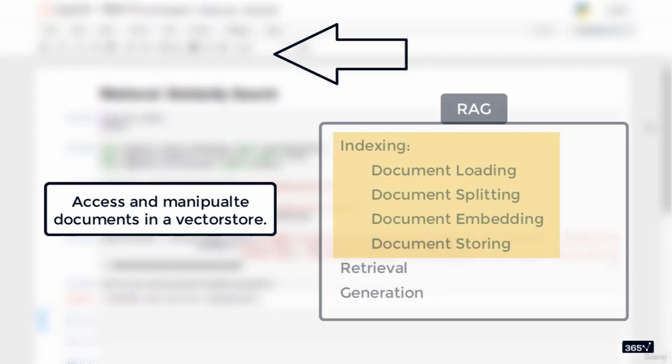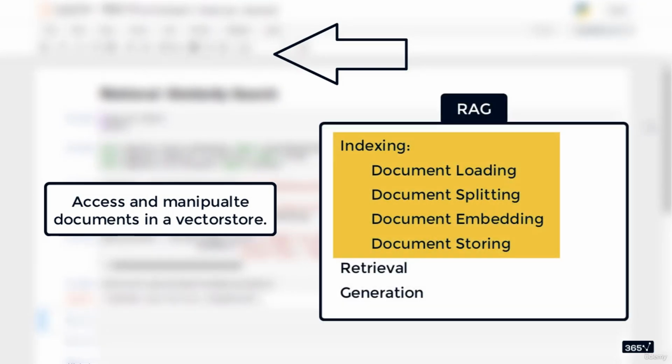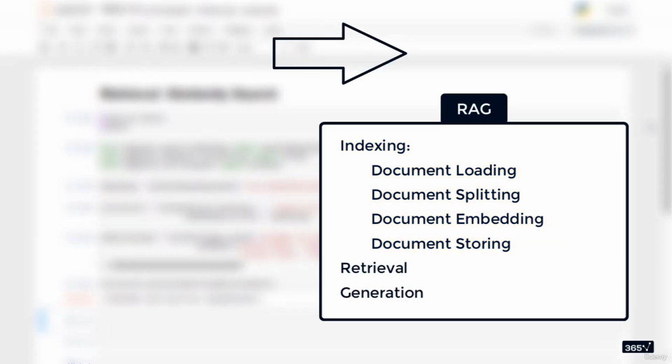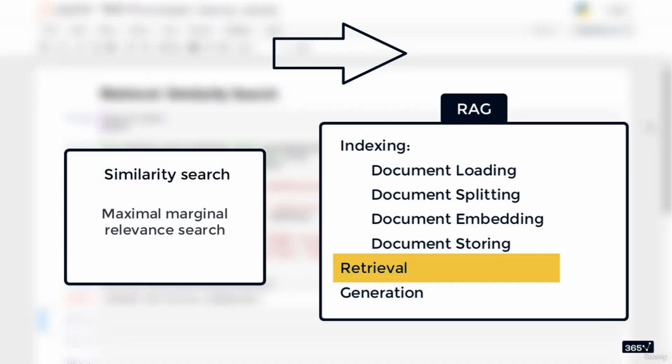Last time we learned how to access and manipulate documents in a vector store, marking the end of the discussion on indexing. The upcoming lessons are dedicated to the next steps in the RAG process, retrieval and generation. We'll demonstrate two of the many algorithms available for retrieving documents, the similarity search and the maximal marginal relevance search. Finally, we'll introduce LangChain's vector store retriever object and its advantages.